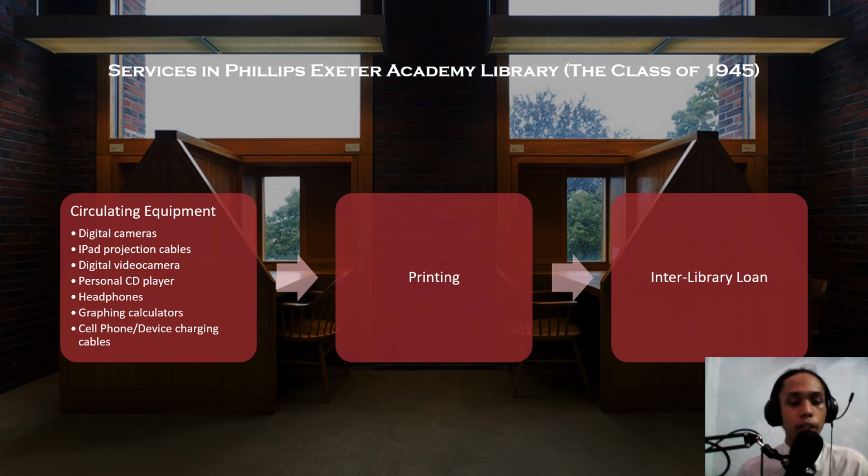These are the services in Phillips Exeter Academy Library or the Class of 1945 Library. First one is circulating equipment. Students can borrow digital cameras, iPad projection cables, digital video cameras, personal CD players, headphones, graphing calculators, cell phones, and device charging cables at the library.